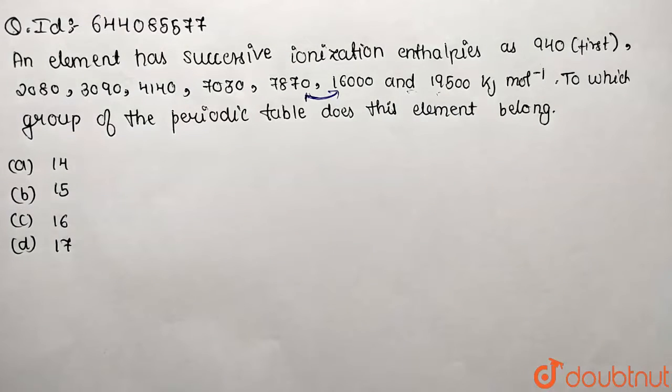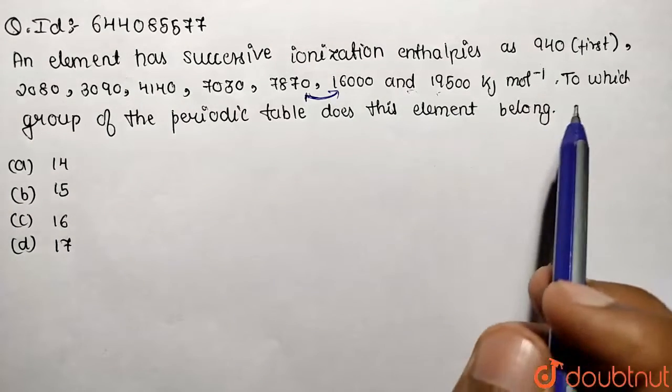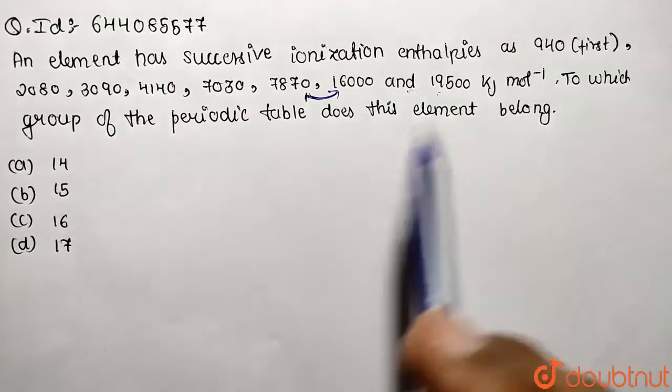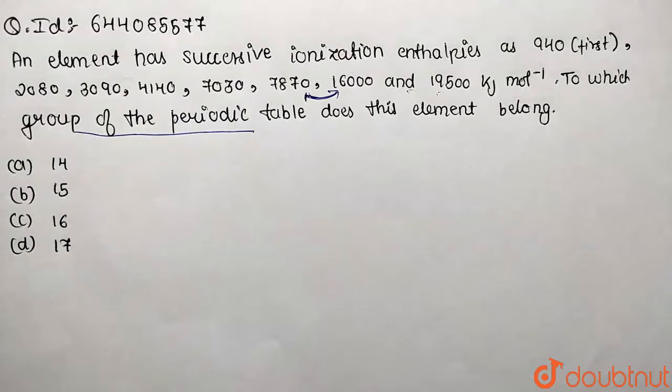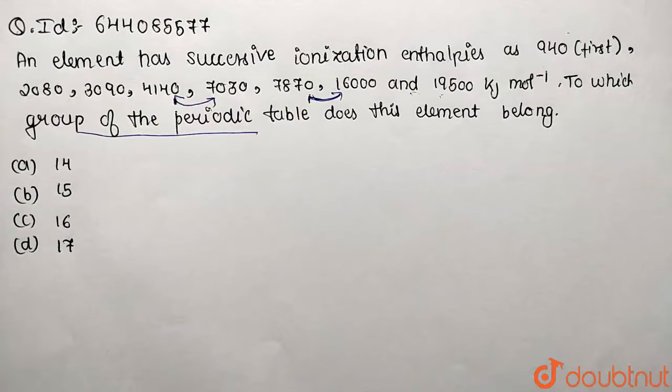So where the difference arises, we need to check, and finally we need to predict to which group of the periodic table this element is going to belong. So I am taking one example, not the correct solution, and then I will explain how we are going to deal with the set of elements.